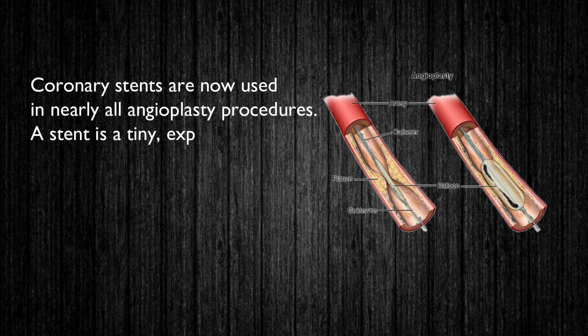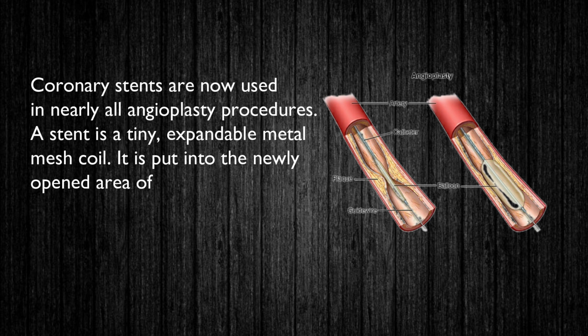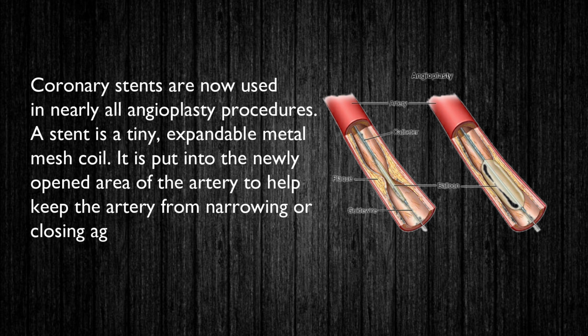A stent is a tiny, expandable metal mesh coil. It is put into the newly opened area of the artery to help keep the artery from narrowing or closing again. Once the stent has been placed, tissue will start to coat the stent like a layer of skin. The stent will be fully lined with tissue within 3 to 12 months, depending on if the stent has a medicine coating or not.